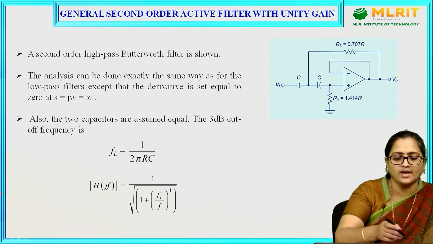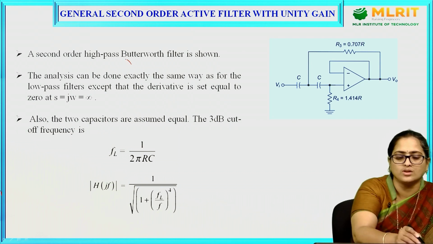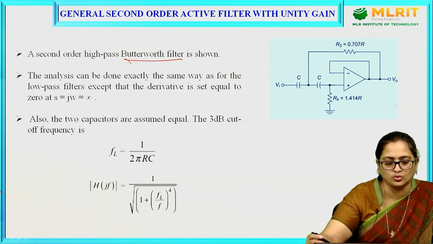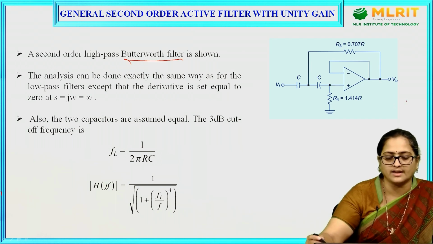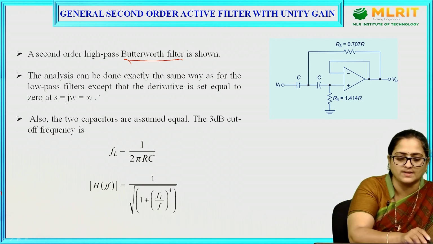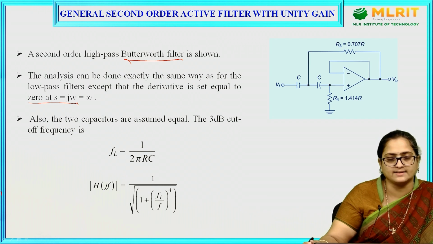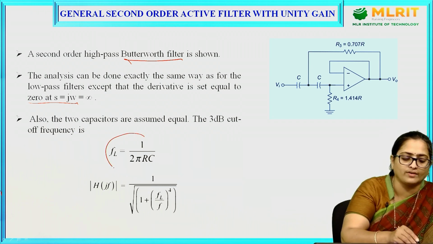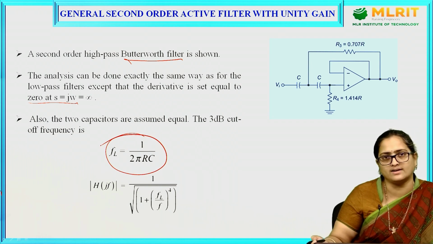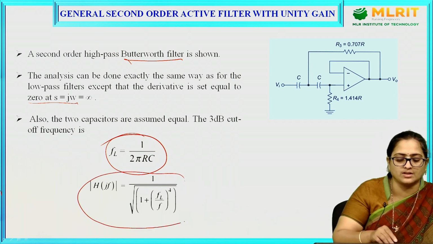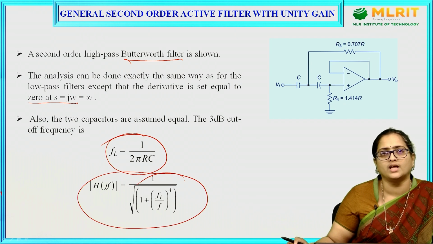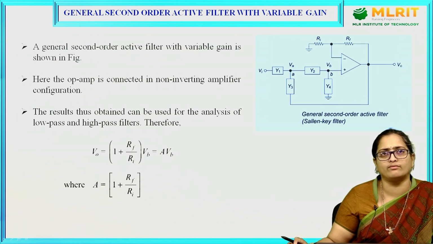Now, the second order high pass filter is also called a Butterworth filter, which is shown over here. The analysis can be done exactly the same way as for the low pass, except the derivation is set to 0 at S equals j omega equals infinity. Here the lowest cutoff frequency is assumed as 1 by 2 pi RC, and the transfer function is given as 1 by root over 1 plus FL by F whole to the power of 4.